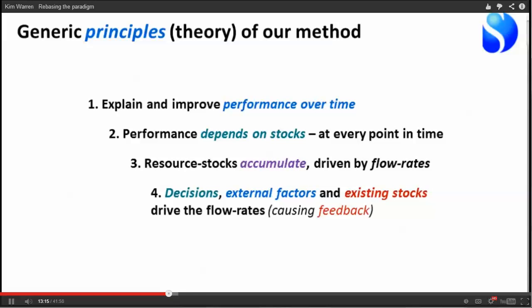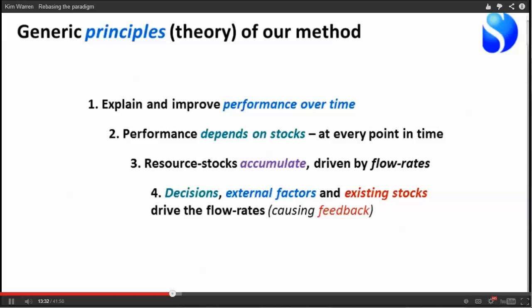And we then need to figure out what drives the flow rates. And what drives the flow rates is one of 3 general categories of item. Either decisions that we take. I hire people. That is a flow rate. I develop new products. That is a flow rate. It's a decision that I've taken.